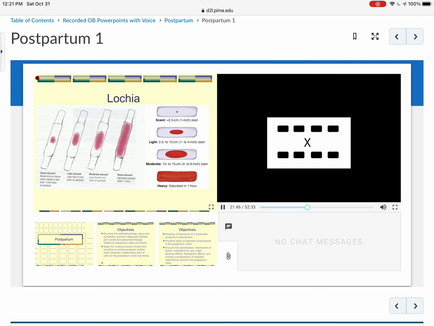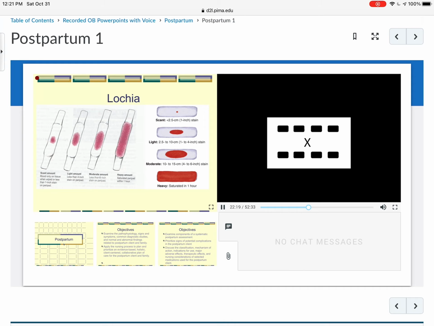This shows lochia, the amount. We have a scant amount on the first pad on the left. It goes to light amount, moderate, and heavy. If you look on the very right, you can see a saturated pad. It's really important to know what's too much bleeding. In a postpartum patient, if the patient is saturating more than 1 pad an hour after that initial getting up to the bathroom and everything else, because of gravity, you'll see it looks like a lot when they first stand up. But if they're saturating more than 1 pad an hour, then we need to check out why, because that's a little bit much.